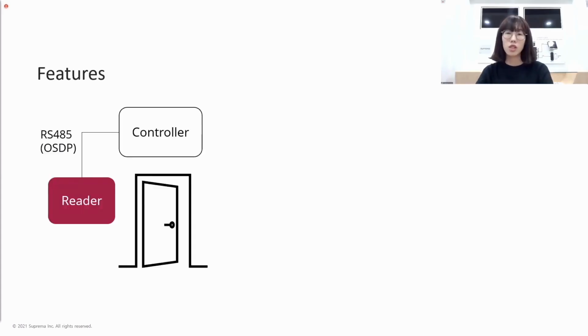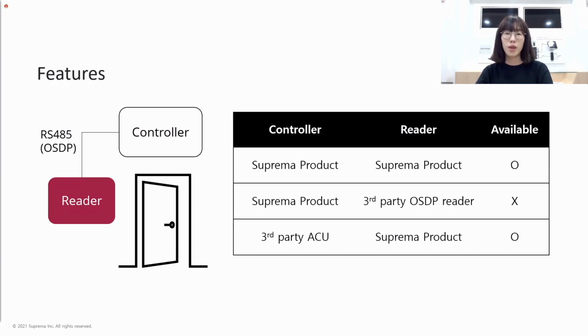As I said, OSDP is a two-way communication method between the reader and the controller. Suprema devices can be a controller or a reader because they have a relay and the capability of user authentication and reading a card. Suprema devices as a controller can only be connected with Suprema devices at the moment, and a third-party OSDP reader is not available. We are going to implement a new feature in the first half of next year.